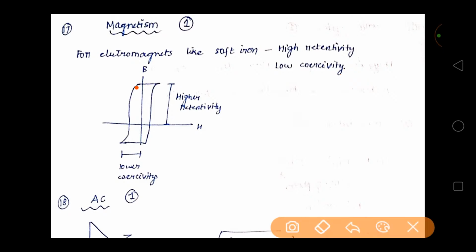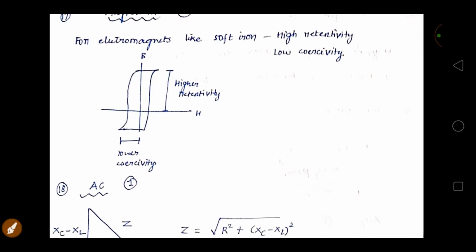See, at this point, H is 0, but B exists even though. That is retentivity. It retains some magnetic field. Then we have to apply the H in the opposite direction. Even if you apply a very small reverse H, it demagnetizes very easily. For the very small reverse H applied, B becomes 0 at this point. That is the coercivity that should be low.